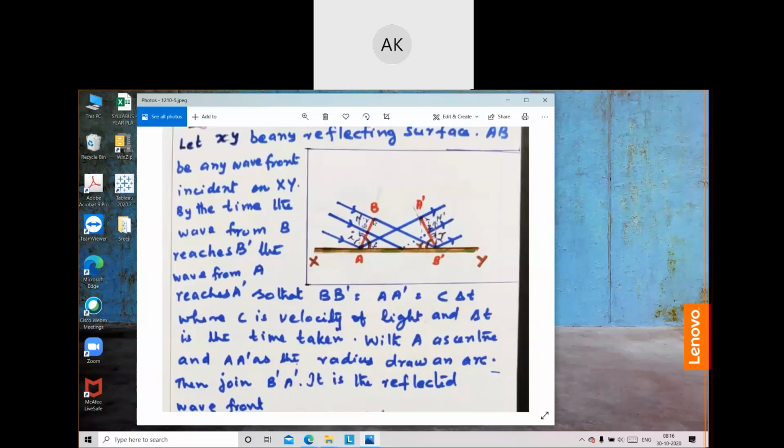Here I have taken a plane wavefront AB. AB is a plane wavefront. And here the rays of light are drawn perpendicular to it. Blue lines, those are the rays of light. Red one, that is the plane wavefront AB. You see that a part of the wavefront, A, already touches the surface XY.